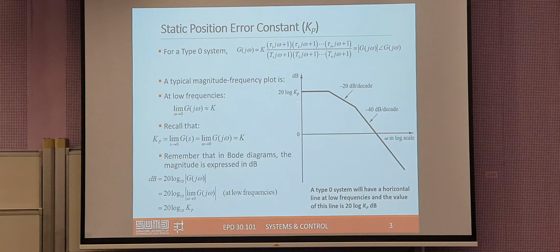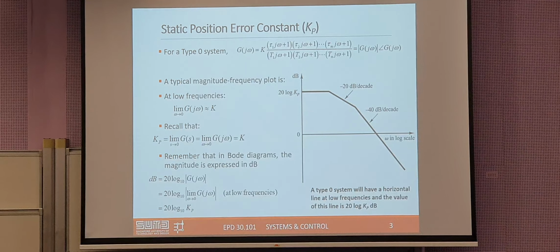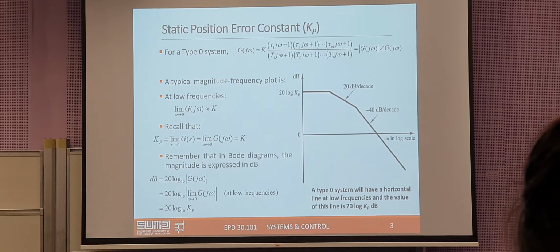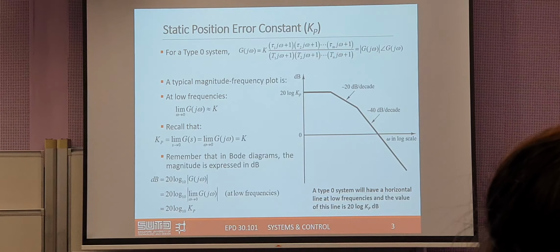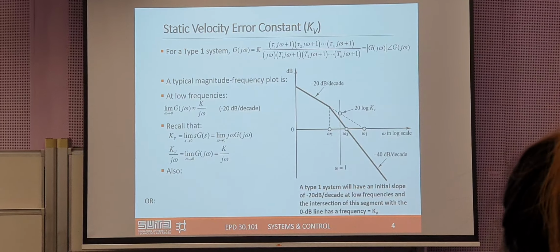Okay. So again, if you ever see a Bode diagram where the magnitude plot is horizontal, it must be type 0. It cannot be anything else. If you're okay with that, then we can go on to type 1 system. So type 1 system introduces 1 over S. You have this system here, 1 over S, this is 1 over j omega.